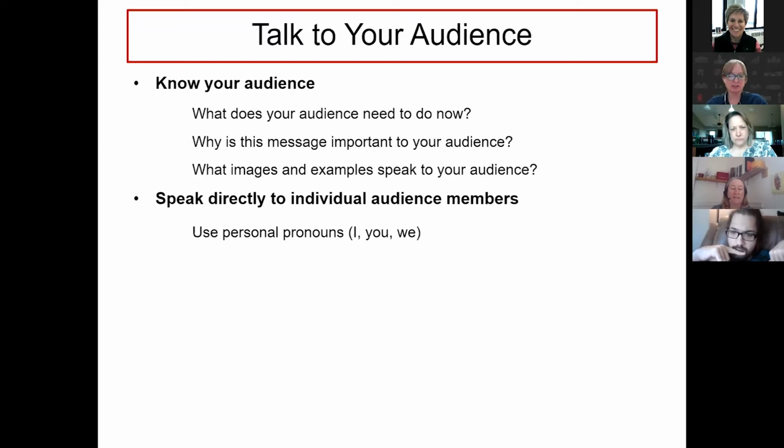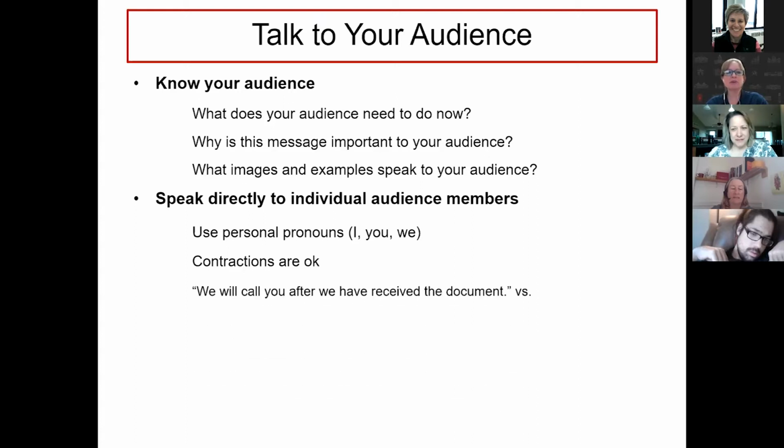Using we to refer to your agency makes your agency more approachable. Pronouns also make your sentences shorter and your document easier to read. So along those lines of making our document shorter and conversational to really talk to our audience, this might be a little bit conflicting with what you remember your high school English teacher telling you. But with plain language guidelines, contractions are okay. So for example, instead of we will call you after we have received the document, we can say we'll call you after we've gotten your application.